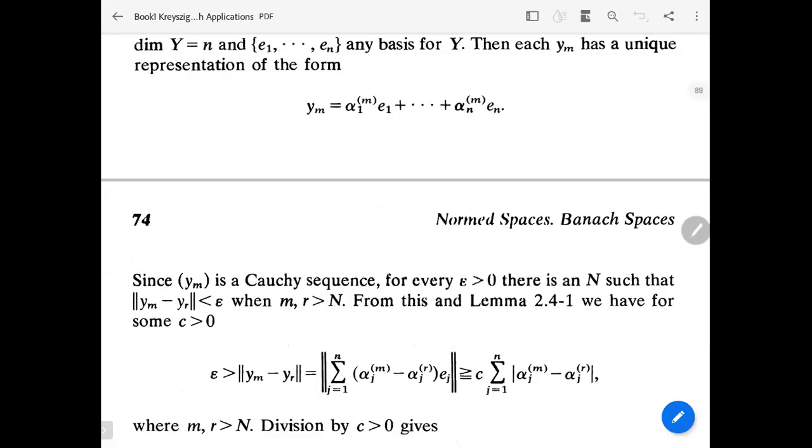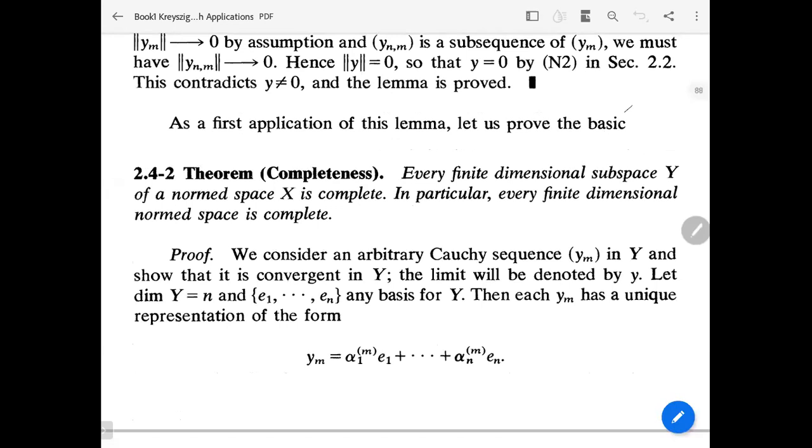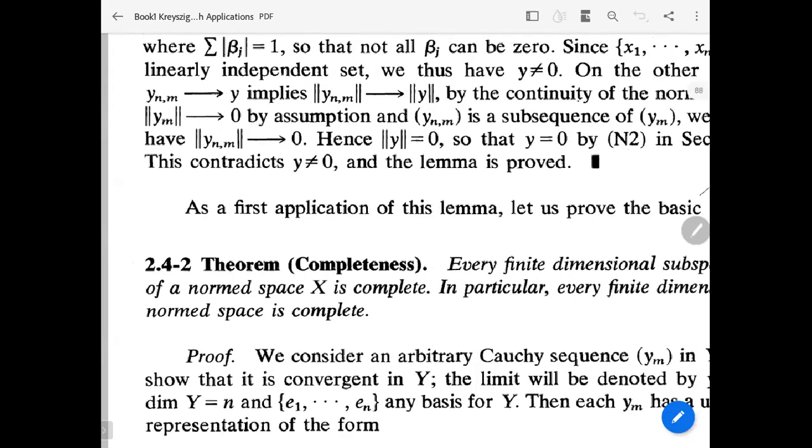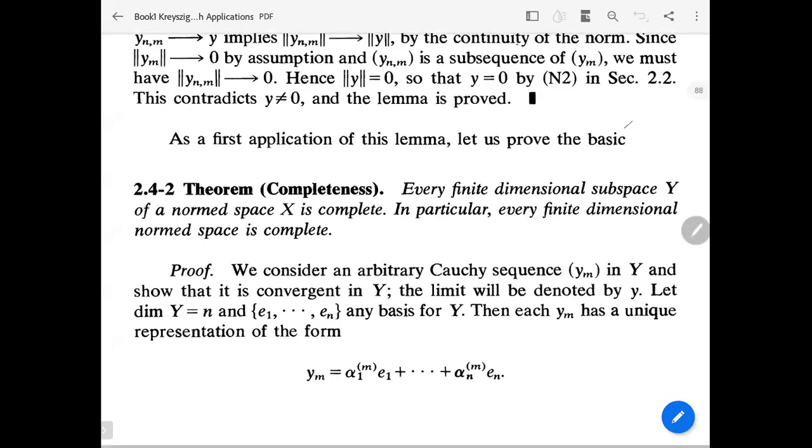So this lemma has many applications. Every finite dimensional subspace Y of a norm space is complete. Using this lemma, we can prove that every finite dimensional subspace Y of a norm space X is complete. In particular, if you put Y equal to X, you get that every finite dimensional norm space is complete.